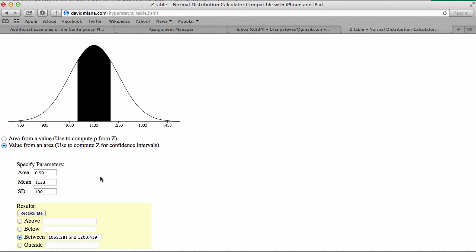Now we just need to subtract the two numbers. When we subtract these two numbers right here, we get 135. That would be 1,200.419 minus 1,065.581. Q3 minus Q1 because this is the 75th percentile, and this is the 25th because this is the middle 50%. There's only 25% on each side of this. It might not look like it, but this is what we have right here.